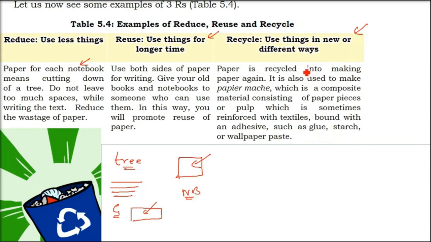How can recycling be done? See, paper is recycled into making paper again. Paper can be made into paper again. It can also be used for papier-mâché. Basically, it's a composite material consisting of paper pieces or pulp. Sometimes there are some textiles also, and they are bound with adhesive like glue, starch, and wallpaper paste. So paper can be made into paper, and also this papier-mâché can be made. This is how you can recycle also.